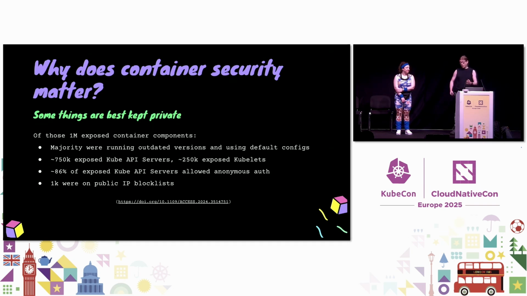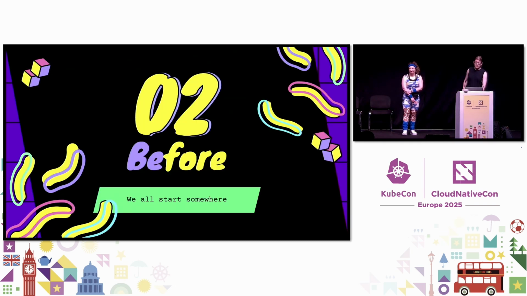Now, of these 1 million components that they found, about 1,000 of them were on public IP block lists from threat intel providers, which means we've got a pretty good indication that threat actors are taking advantage of these services to do bad things. So now, Cailyn is going to introduce our lucky example container.